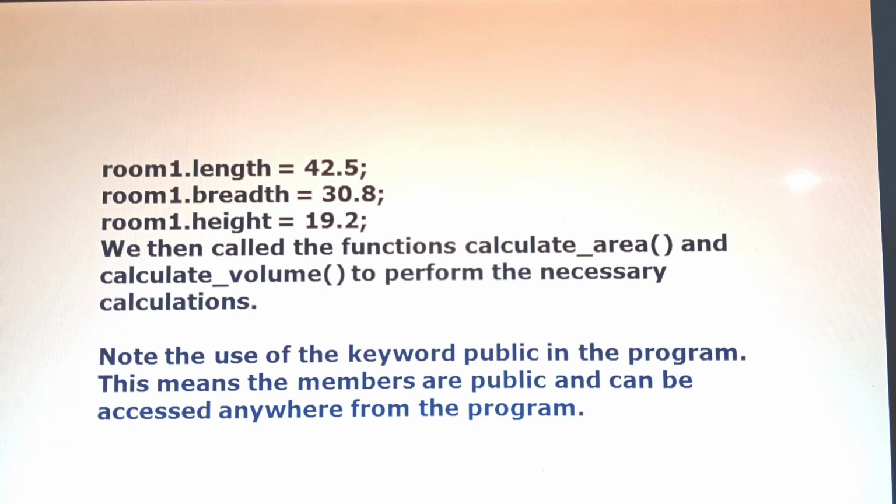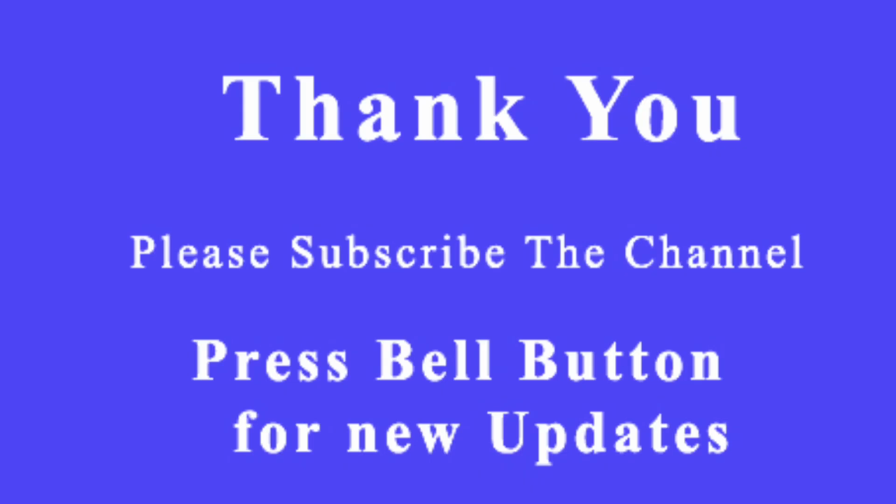Then we have given one public in the program. Before declaring the variables, we given the keyword public. Why? This means that the members are public, can be accessed anywhere on the program. Hope you cleared how to create the classes, objects, and how to create the programs using classes and objects. Okay, everything you have learned clearly.